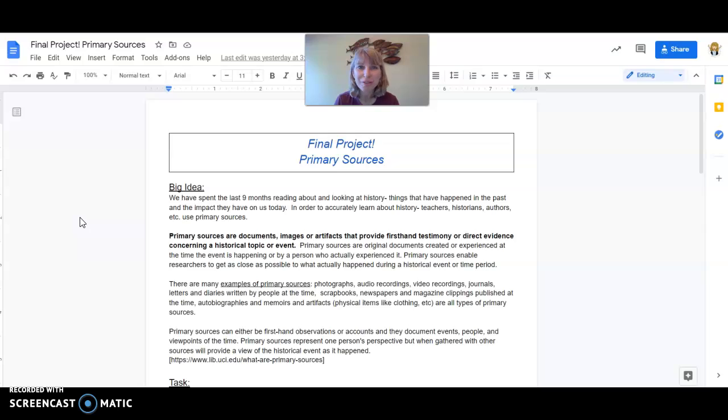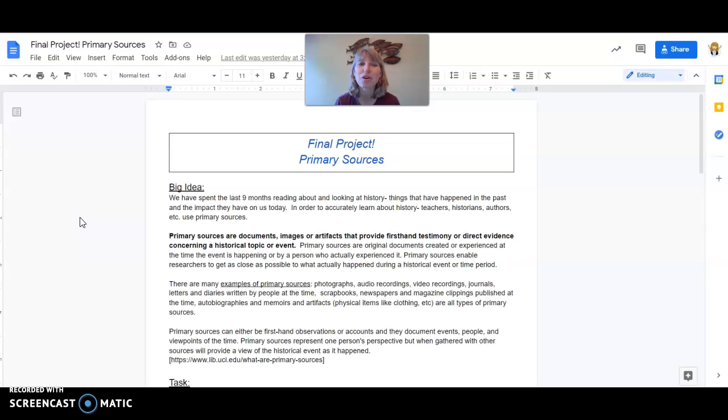One of the most important things we know from history is how we use sources to study history. We've spent the last 9 months looking at things that have happened in different parts of the world or in the United States through the historical lens, things that have happened in the past. How we know about what happens in the past is through sources. Primary sources and secondary sources are two of the things that authors, historians, teachers, textbook writers, all of these different people use in order for us to learn about what happened. And so we're going to use that idea for our final project.